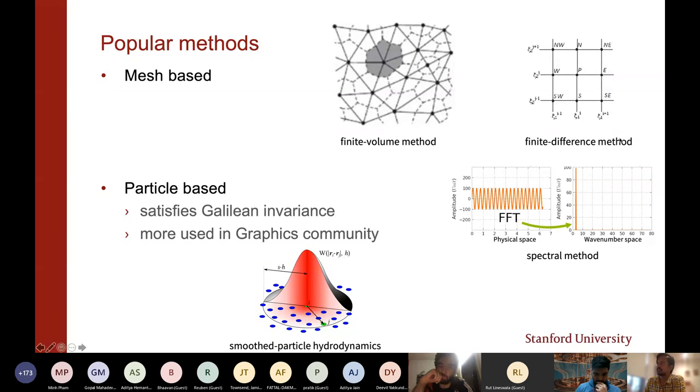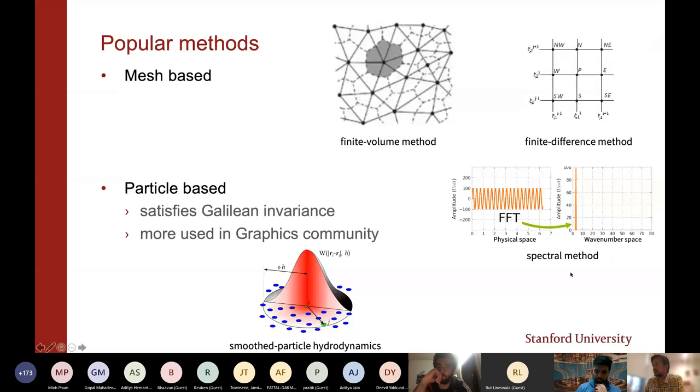And finite difference is where you divide the domain into a more regular looking grid, like the one that you have here in the figure. And instead of integrating the system, you approximate the derivatives using the finite differences and look for the strong form of the solution.